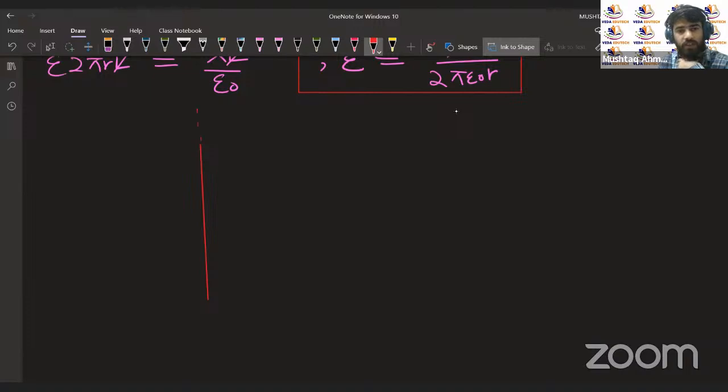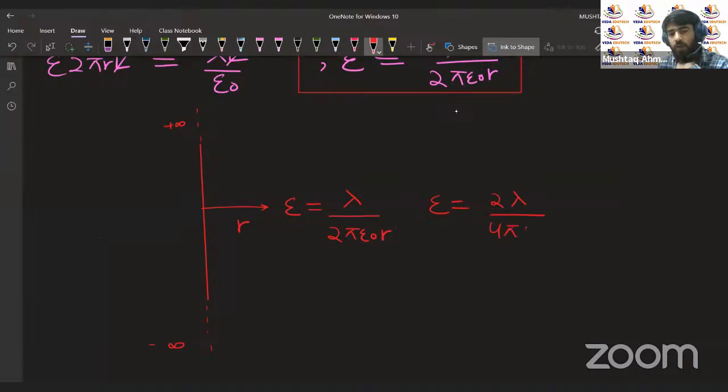So if this is the infinite line charge distribution, from plus infinity to minus infinity, at a distance of r we have to find the electric field intensity. That's lambda upon 2 pi epsilon naught r, correct? We can rewrite it by multiplying by 2 in the numerator and 2 in the denominator, so it will be 4 pi epsilon naught r. And 1 upon 4 pi epsilon naught is our k. So it will be twice k lambda upon r. This is the electric field intensity due to the infinite line charge density at a distance of r.